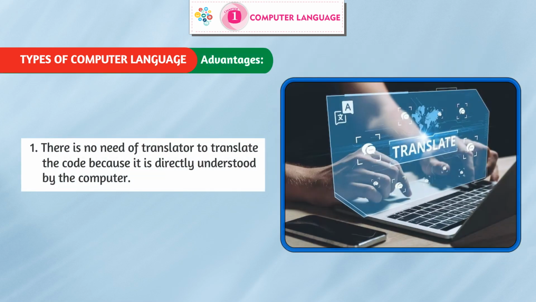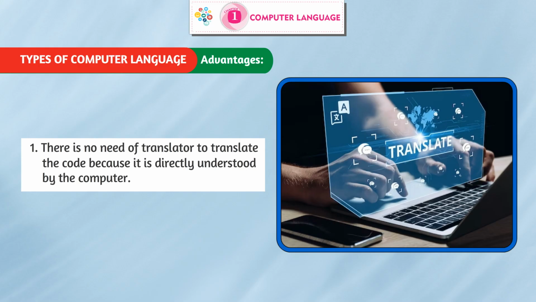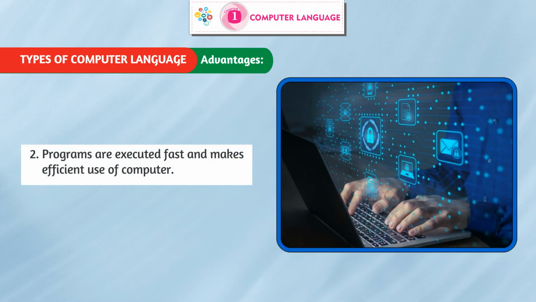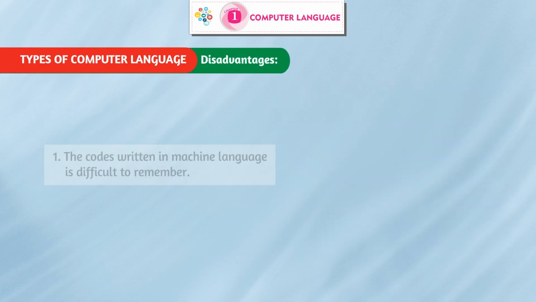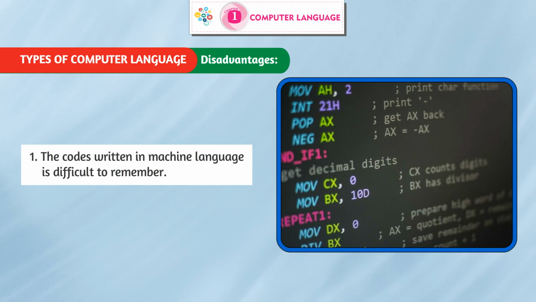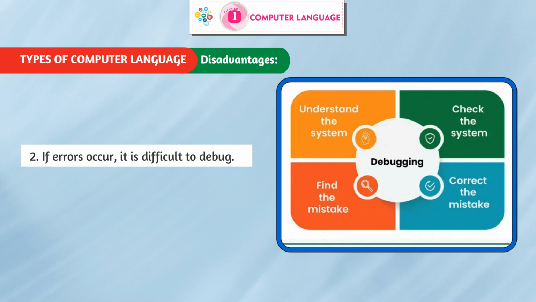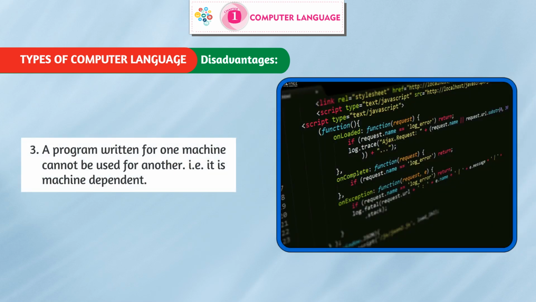Advantages: 1. There is no need of a translator to translate the code because it is directly understood by the computer. 2. Programs are executed fast and make efficient use of the computer. Disadvantages: 1. The codes written in machine language are difficult to remember. 2. If errors occur, it is difficult to debug. 3. A program written for one machine cannot be used for another. That is, it is machine dependent.